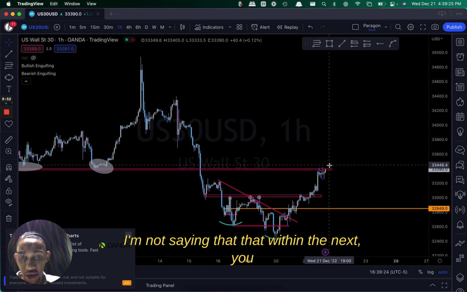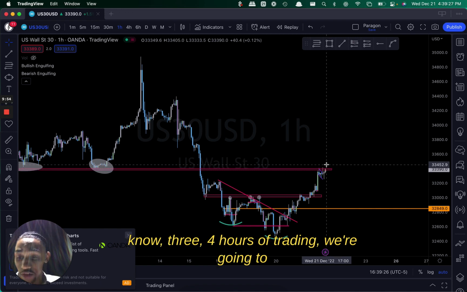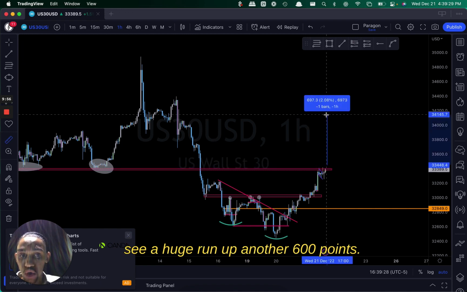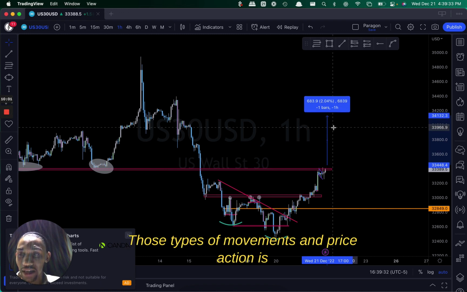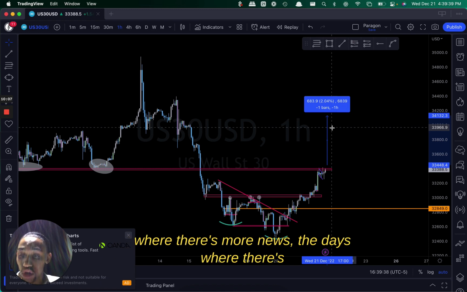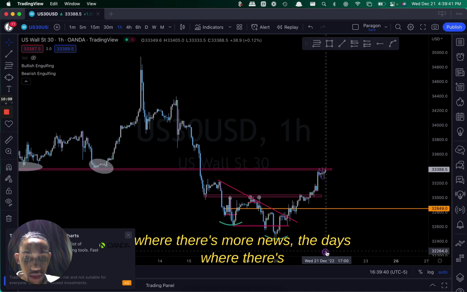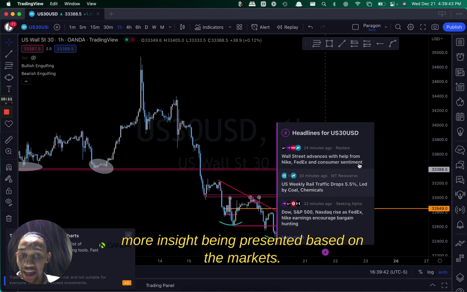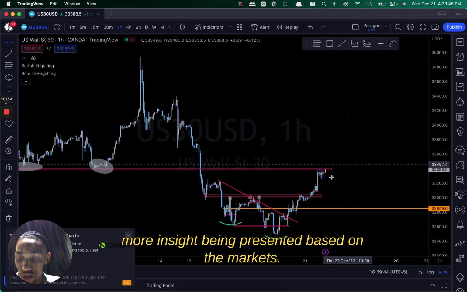I'm not saying that within the next 3-4 hours of trading, we're going to see a huge run up, another 600 points. Those types of movements in price action are reserved for the more volatile days, the days where there's more news, the days where there's more insight being presented based on the markets, right?